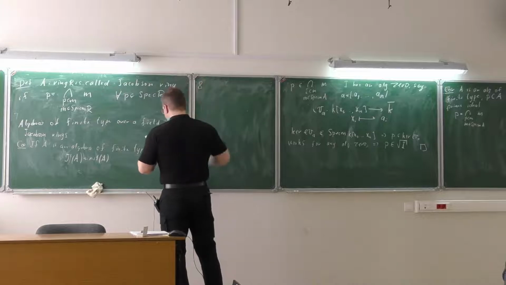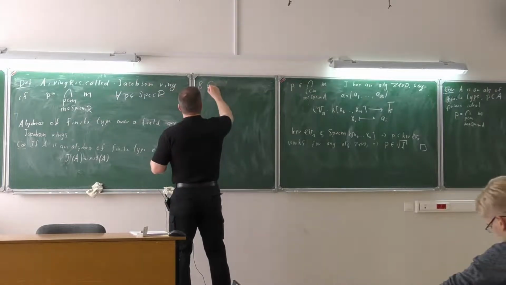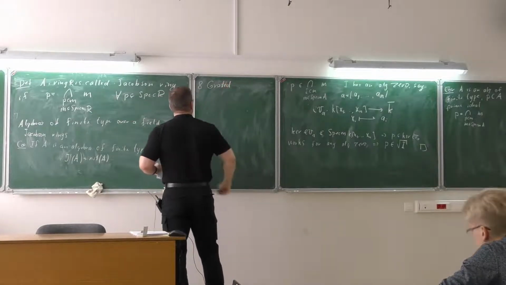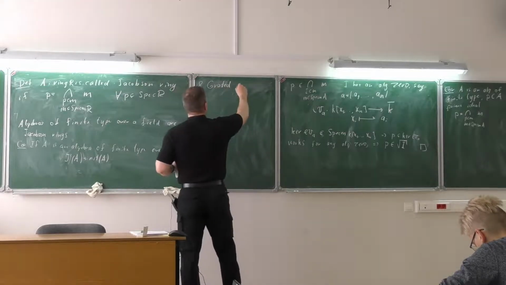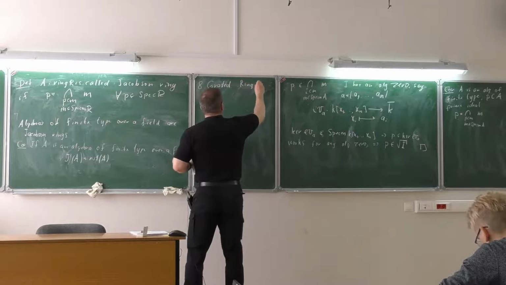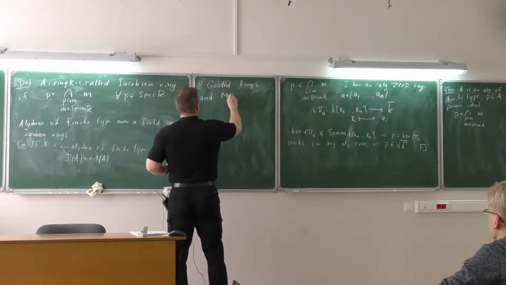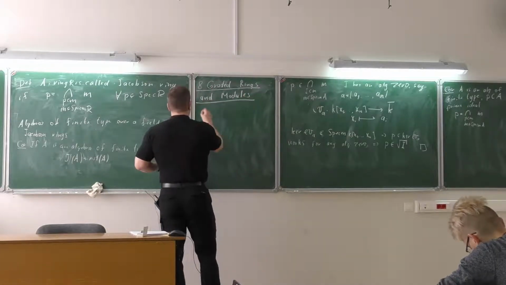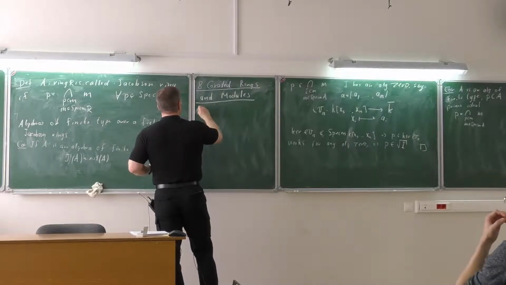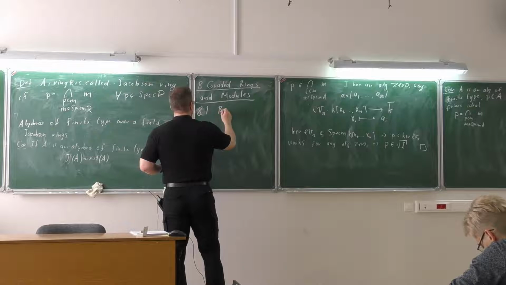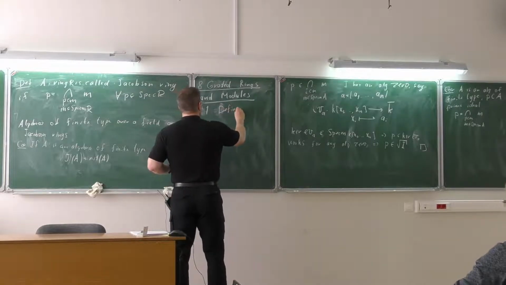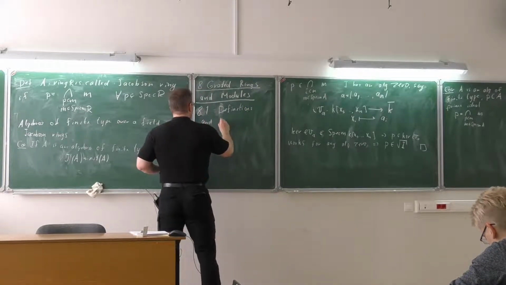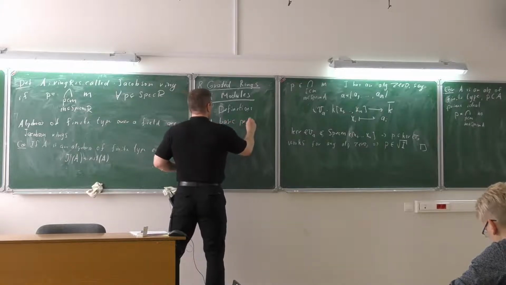So next chapter, graded rings and modules. Or maybe I can say graded and filtered, but filtered we just mentioned as a tool. So graded rings and modules. So the first section, 8.1, definitions and basic properties.